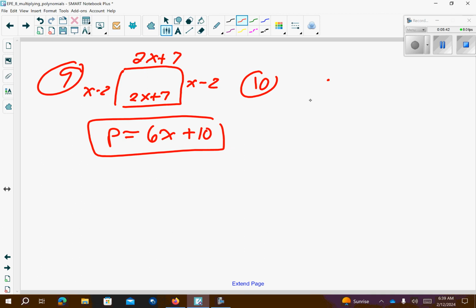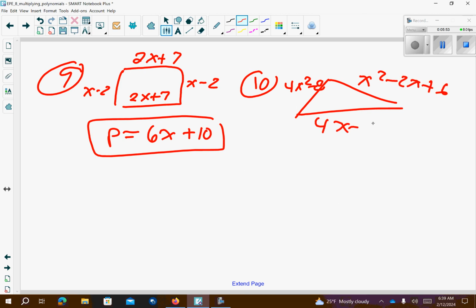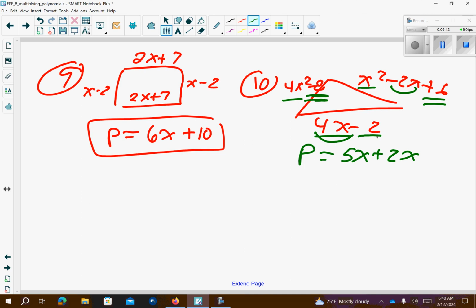Number 10, here's our triangle. So this is 4x squared minus 8. And then I have x squared minus 2x plus 6. And the bottom is 4x minus 2. So our perimeter all the way around. So I have 4x squared and x squared. That's 5x squared. Then I have negative 2x and positive 4x. That's going to give me plus 2x. Negative 8 plus 6 is negative 2. Negative 2 minus 2 is negative 4. There's our perimeter.